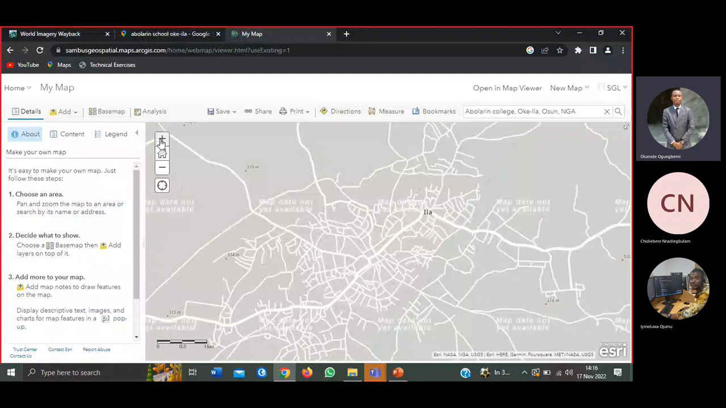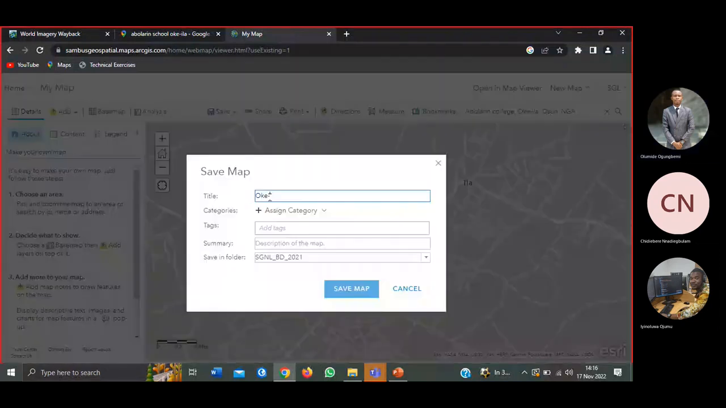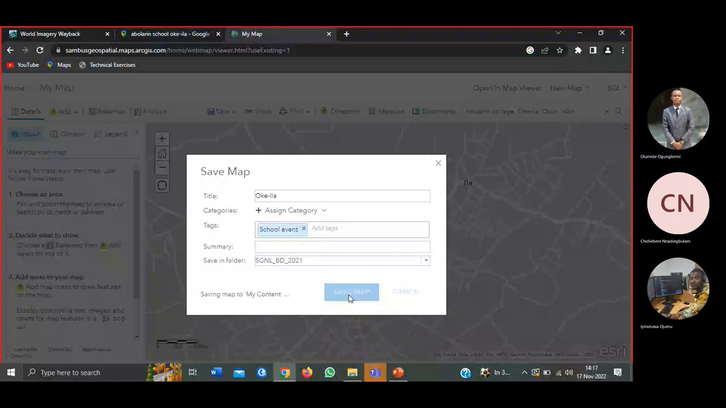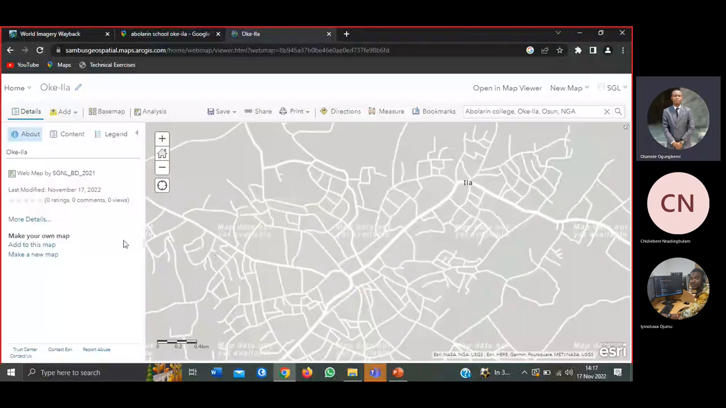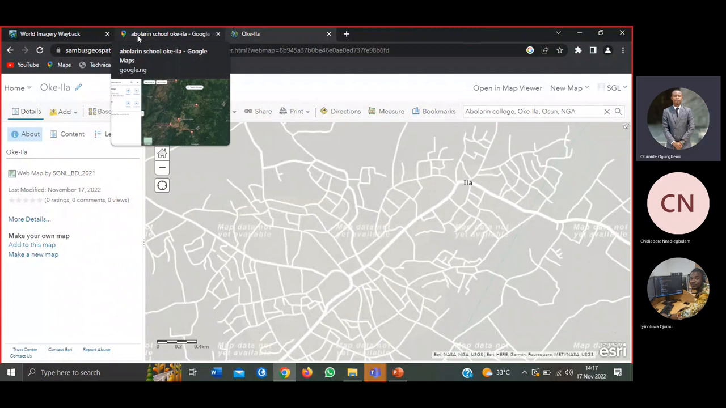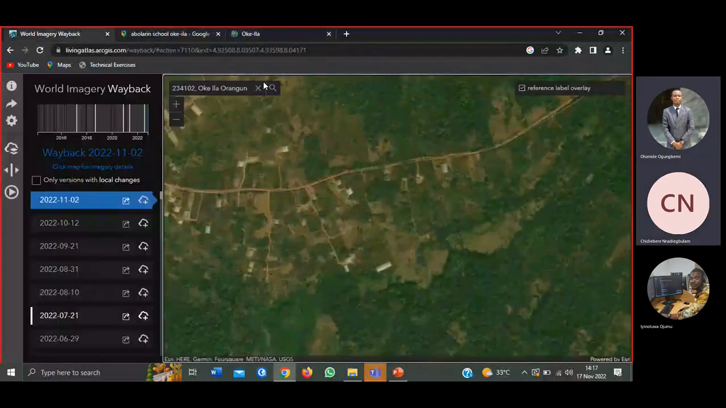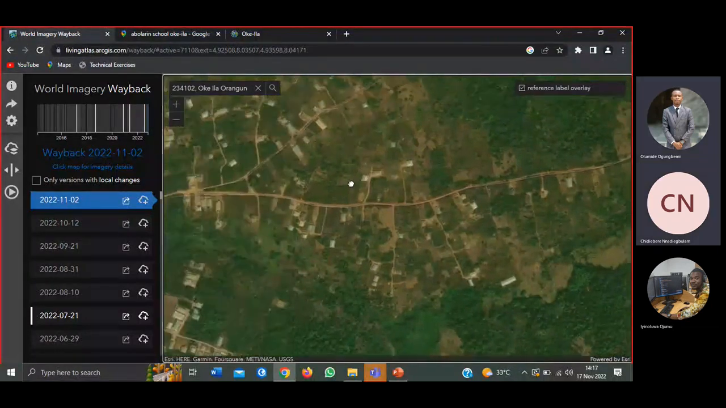So I want to save this so that the next person that is speaking, the technical analyst, can use it to explain to you guys. So let me just call it Oke Ila. Okay. So I'll be handing over to the next person that will speak so that you can see some demonstration. I'm using your school as an example. So I didn't round up this one. So let me just round up this. I was trying to explain before.